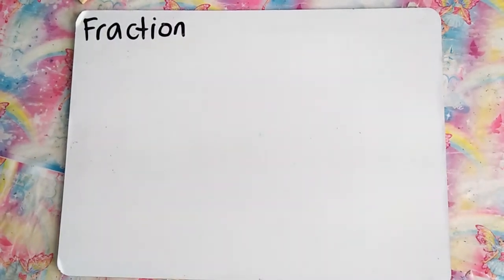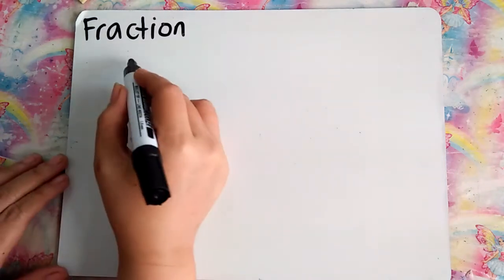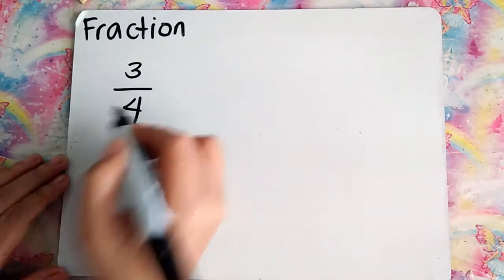Our lesson for today is all about fractions. A fraction is a part of a whole. It represents one or more equal parts of a whole object. Example, 3 over 4.